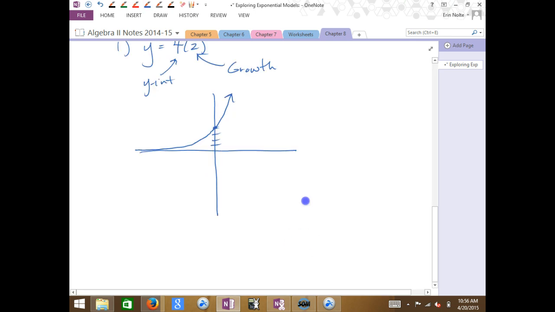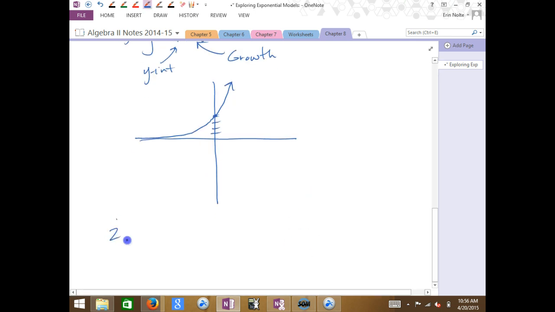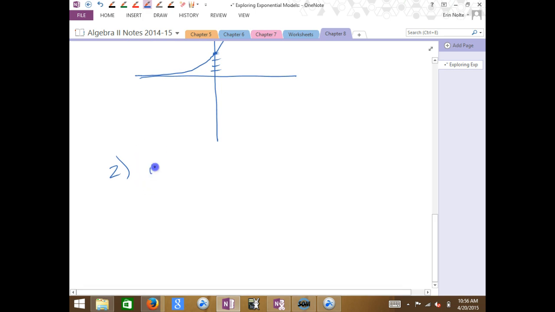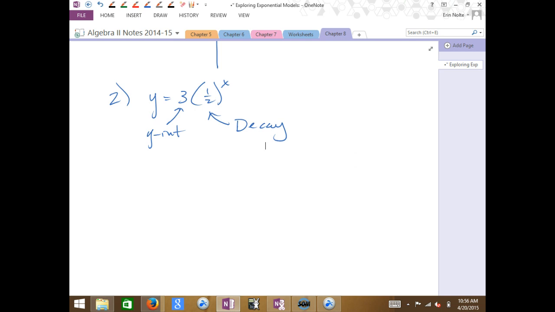All right, let's try one more. Here's your second scenario. If you have y is equal to 3 times 1/2 to the x, the two pieces of information that are involved, the 3 tells me what? That is the y-intercept. The 1/2 tells me the decay. It is a decay, so that is just going to tell me that the graph looks different than the one above.